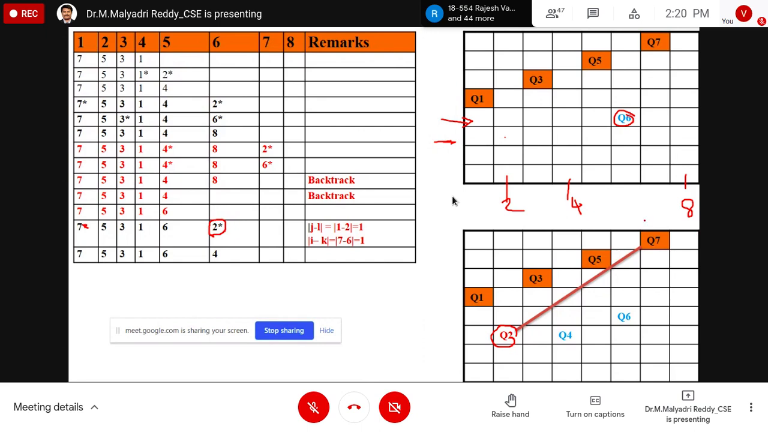7 means it is a 1 comma 7. It is the 2 comma 6. Sorry, 6 comma 2. So it is a diagonal conflict. So automatically it is not feasible.